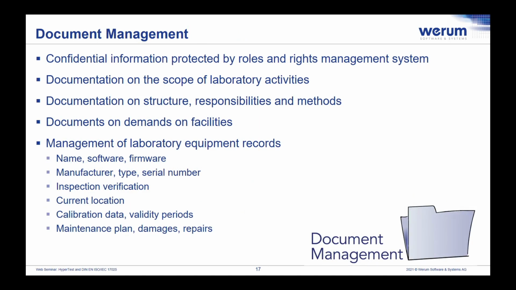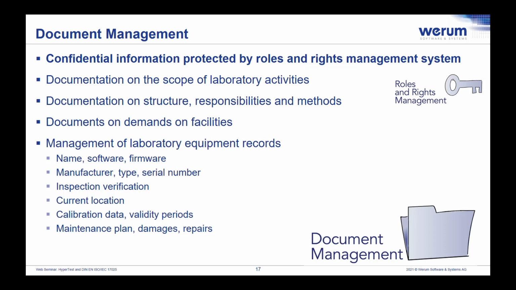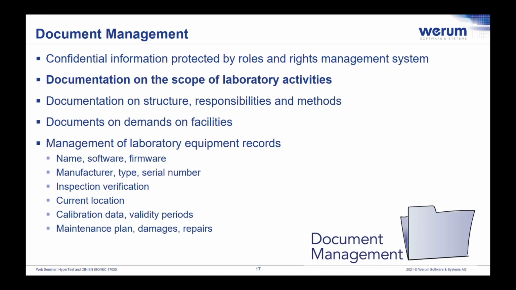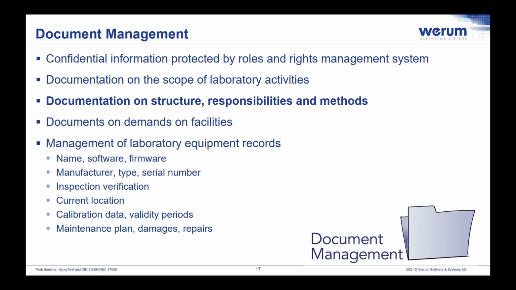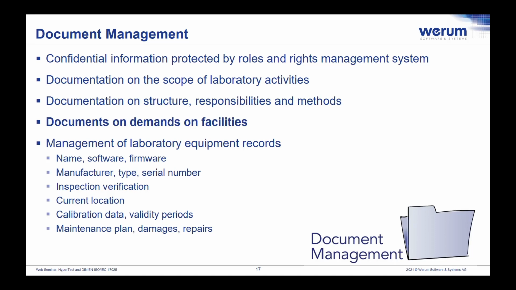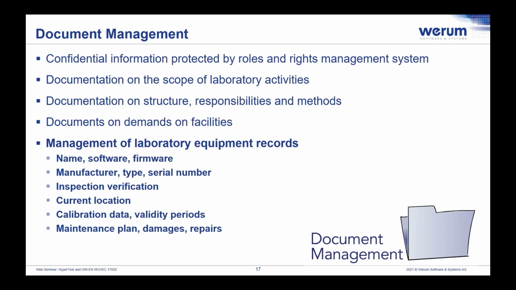There are many documents that need to be managed within the scope of ISO 17025. The powerful roles and rights management system of HyperTest makes sure confidential information is protected. HyperTest can link any documents with suitable information from the supported processes. Among them are documentation on the scope of the laboratory's activities, documentation on structure, responsibilities, and methods, documents on demands on facilities, and the management of records on laboratory equipment.